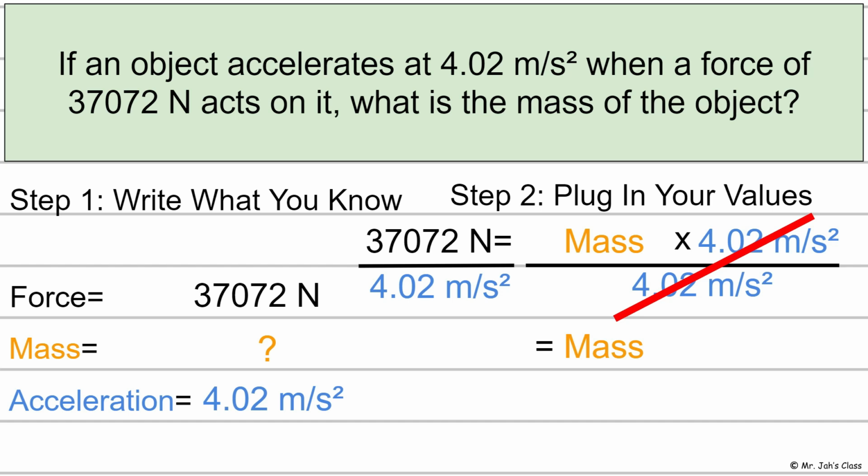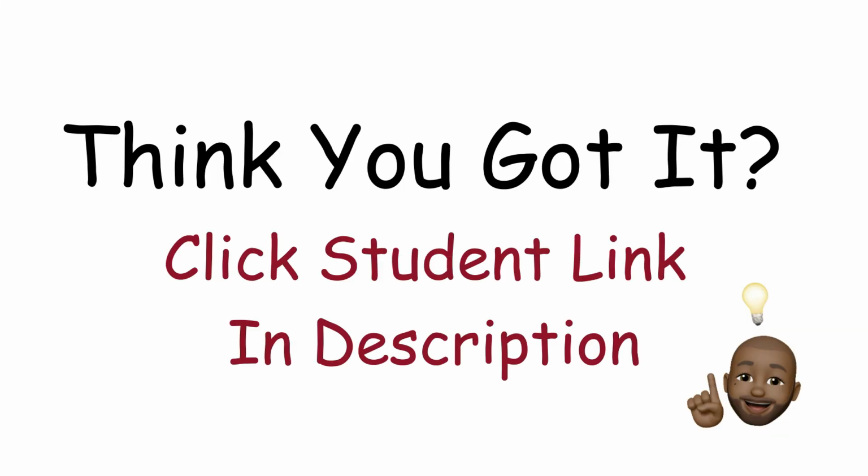So therefore, mass is equal to the quotient of these two values. So therefore, the mass is equal to 9,222 kilograms. And that is how you solve for mass.